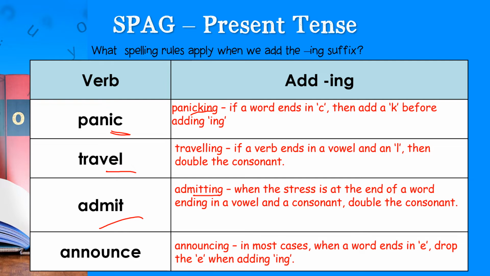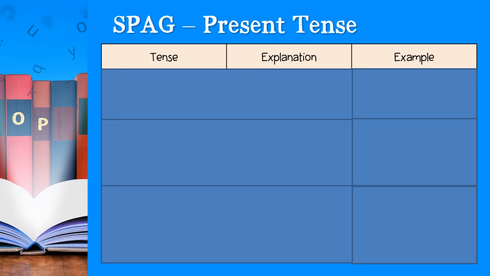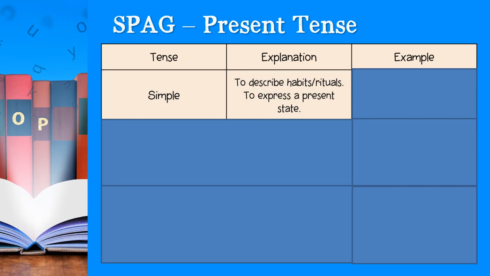So just a little review of those. It might be an idea to jot these rules down on a piece of paper and keep them next to you, because we're going to be converting a lot of words. So let's think about the different versions of the present tense. Like we did yesterday with the past tense, we're going to look at the simple, the progressive or continuous, and then the present tense. So we'll start with simple.